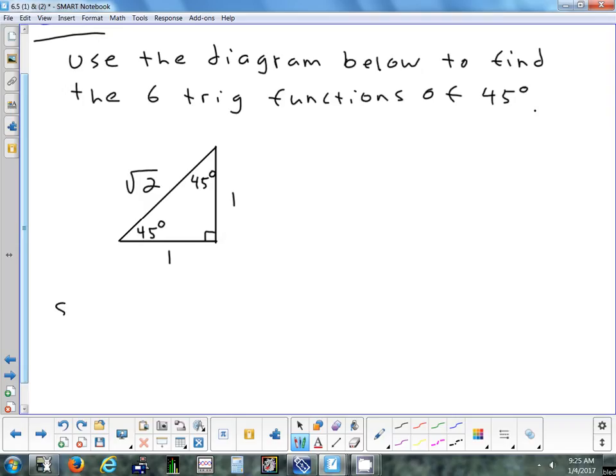So let's go through. And now I'm giving you a specific angle to work with. Does it matter which 45-degree angle you stand at for your perspective? No, because the sides opposite both 45s are 1, so it doesn't matter which one you stand at.